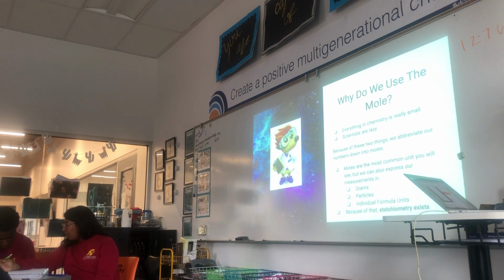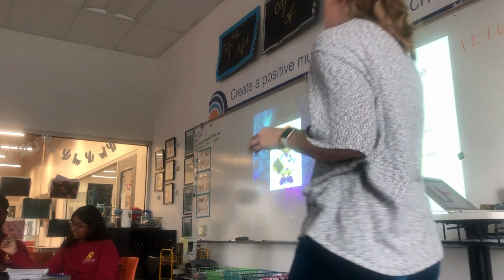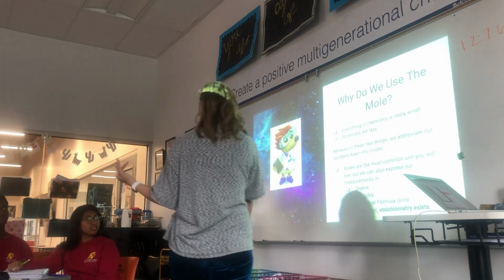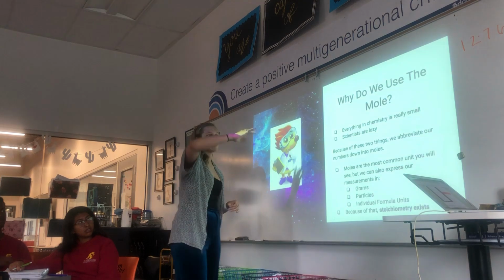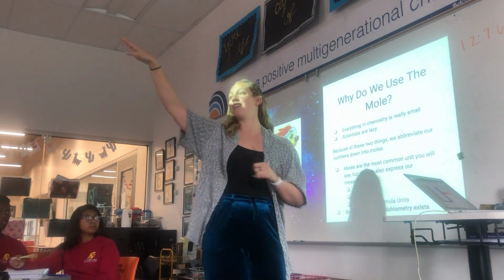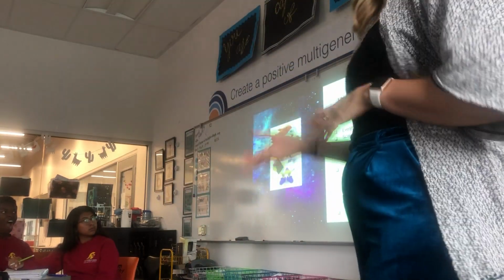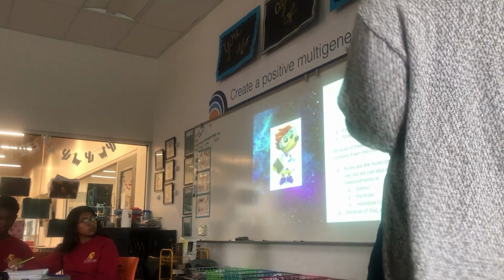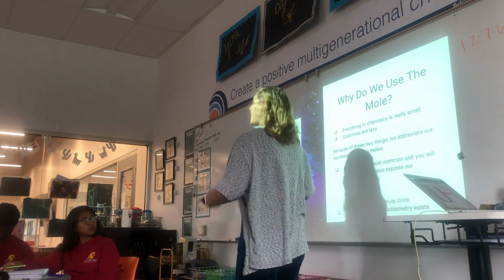6.02 times 10 to the 23. Now, why do we use it? Everything in chemistry is super, super small, and scientists are also lazy. If I had to write out 6.02 times 10 to the 23 atoms every single time, I'd probably get a hand cramp. Instead, I can just write 1 mole. It's like half as many things to write down. It's way awesome. And also everything in chemistry is tiny.